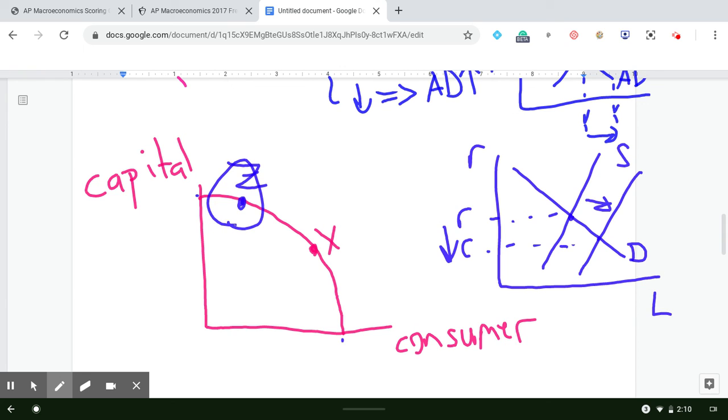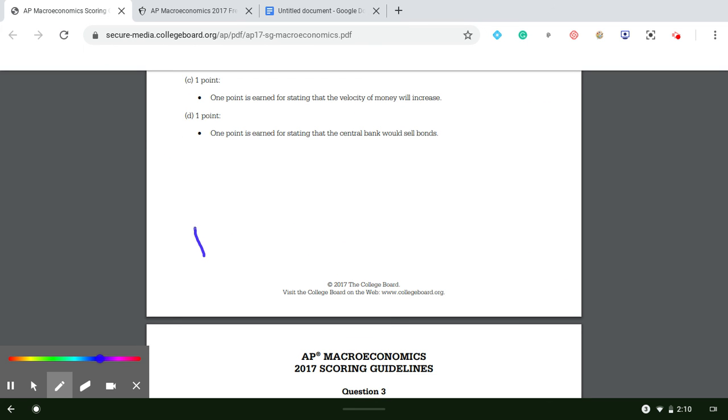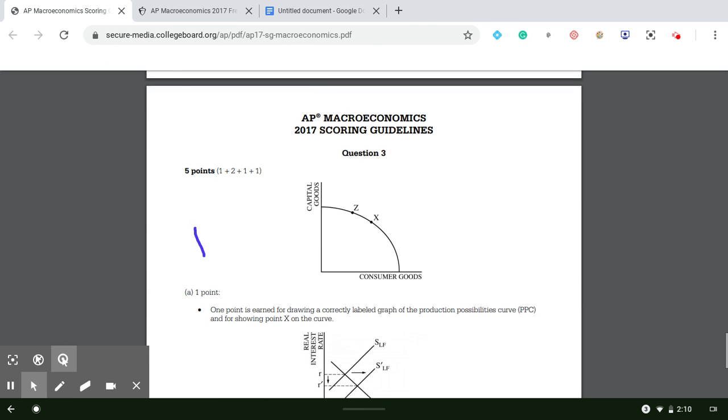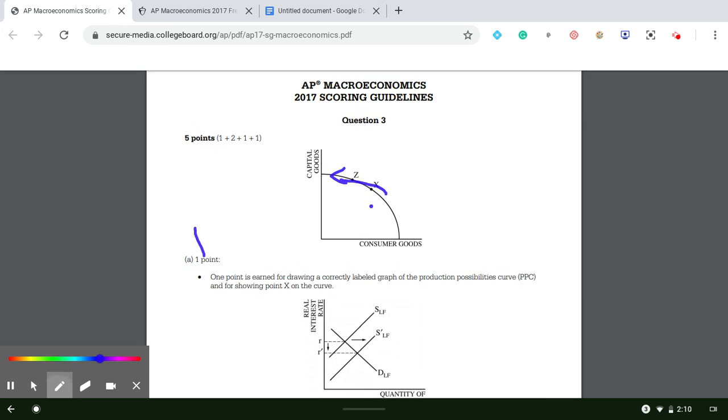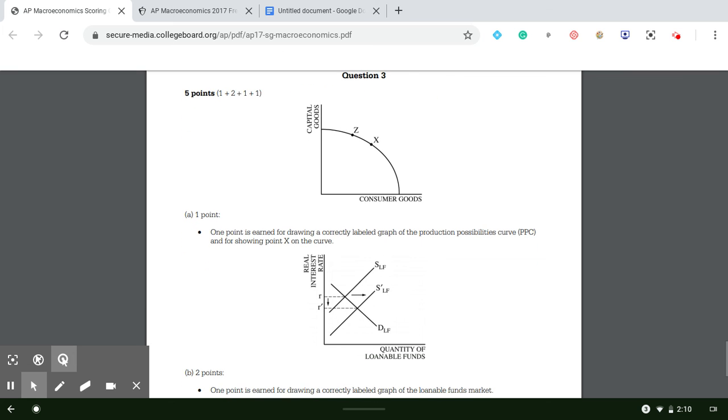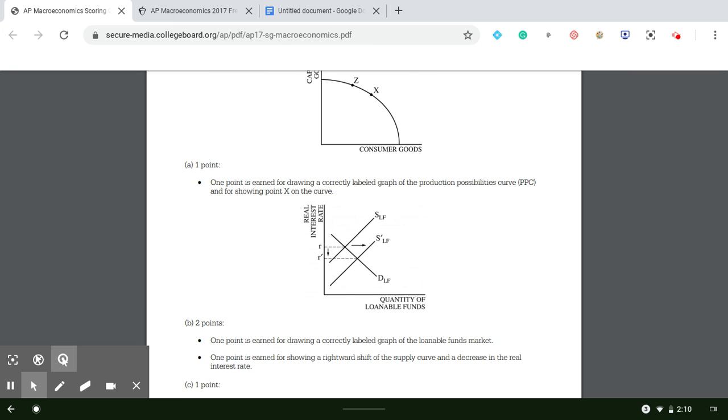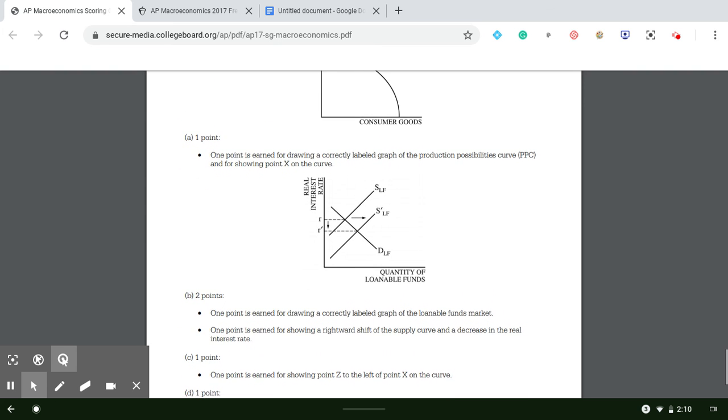Okay, let's check some of this scoring real quick. Yep, XZ. Again, like I said, we started with X, and we just need to move closer to capital goods because it'll be cheaper. We're going to spend more on capital with the lower interest rate. Here's the increase in the supply of loanable funds, which decreases the interest rate.